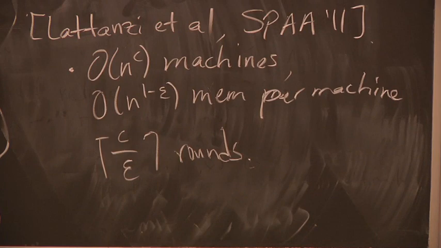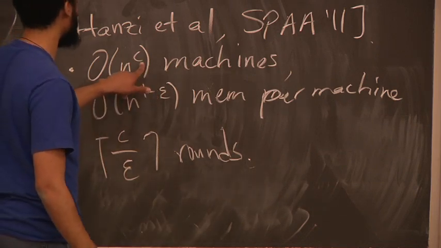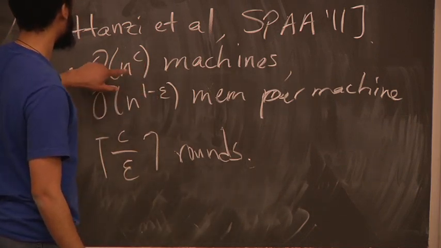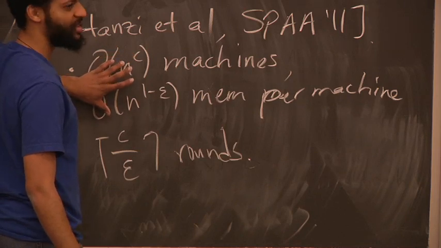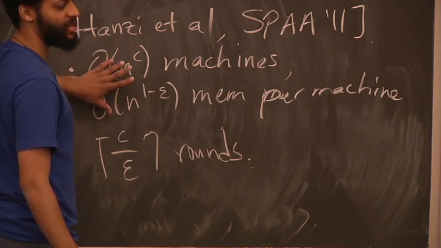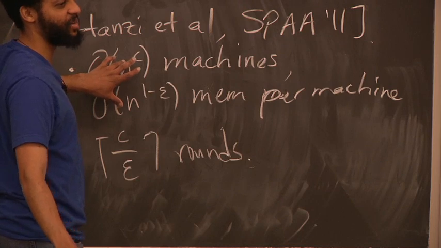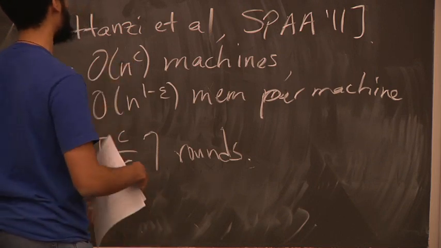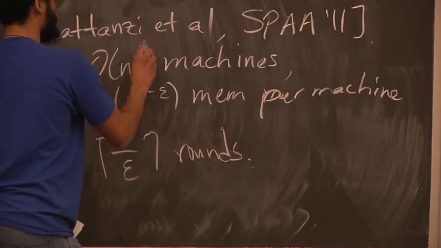Sorry, say it again. Yeah, c is the same c that we've been talking about. I think maybe I lost something small here, because if you multiply these two things together, it's less than m. So definitely the total memory you're using should be at least m so you can store the graph. So I think this may be c plus something small.